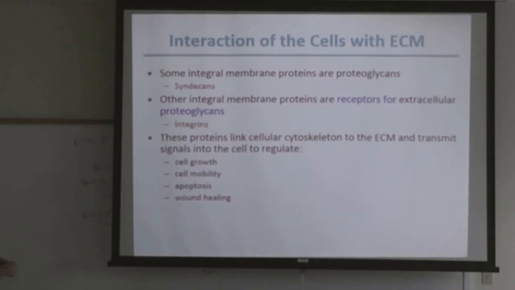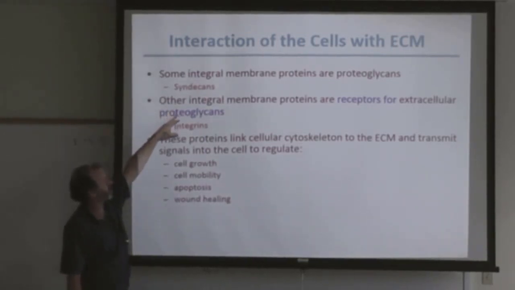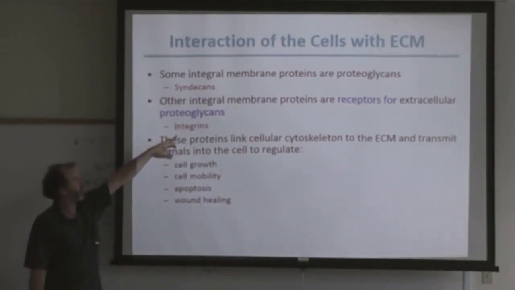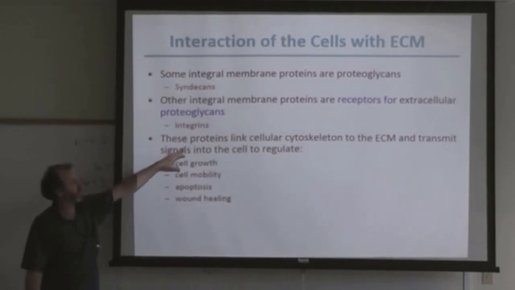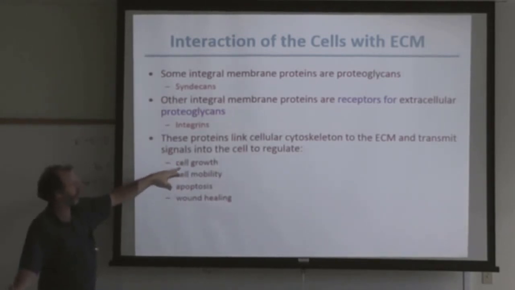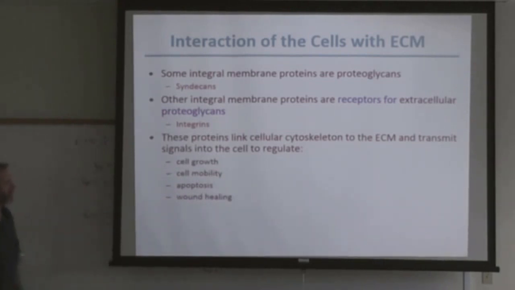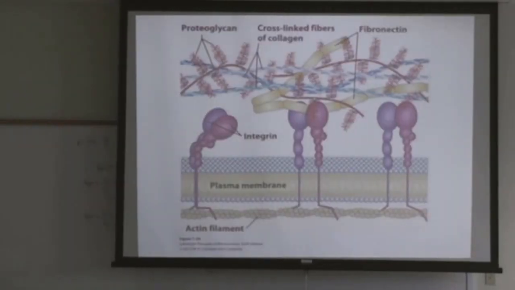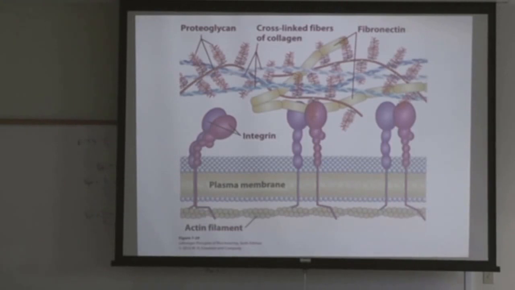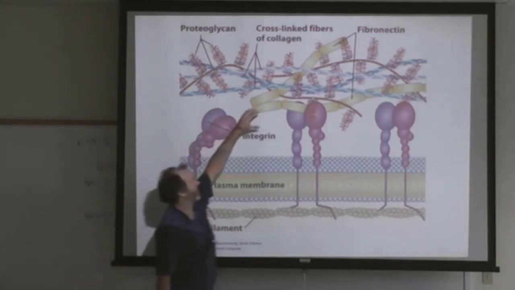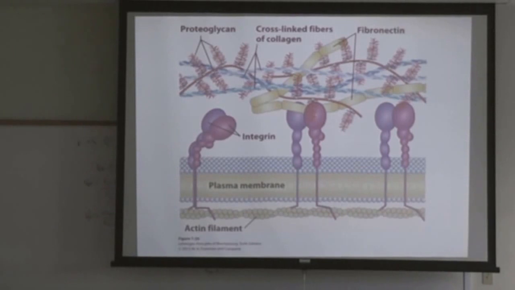So some integral membrane proteins are proteoglycans, such as syndecans. Other integral proteins are receptors for extracellular proteoglycans, or integrins. These proteins link the cellular cytoskeleton to the extracellular matrix and transmit signals for the cell to regulate. So you can regulate cell growth, cell motility, apoptosis and wound healing. So it's a way to link cell signaling to the extracellular matrix. And that just shows you the overall structure of integrins interacting with the extracellular matrix. And you can get a lot of stores of growth factors in the extracellular matrix to help signal those cells.